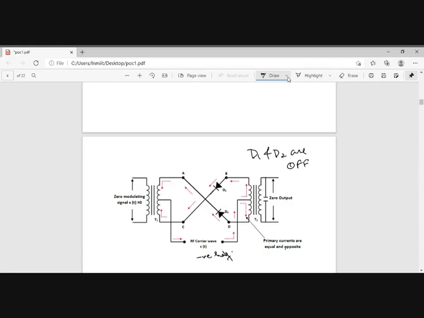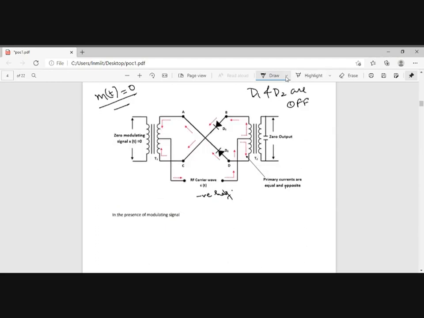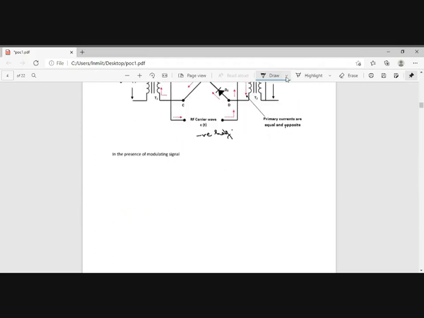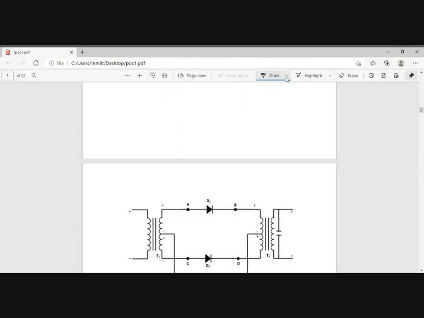We have studied these two under the consideration that m(t) is equal to 0. We have not applied m(t) till now. We are only seeing what effect c(t) is having on this circuit. So now that we know what will happen to my diodes when the positive half of the carrier is applied and when the negative half of the carrier is applied, let's move to the presence of the modulating signal.